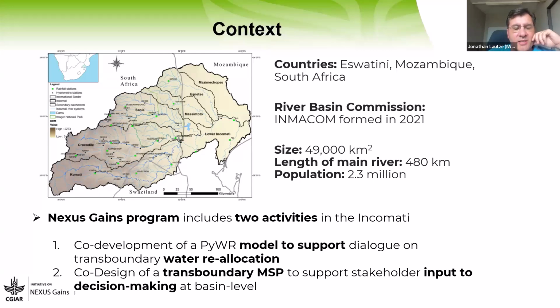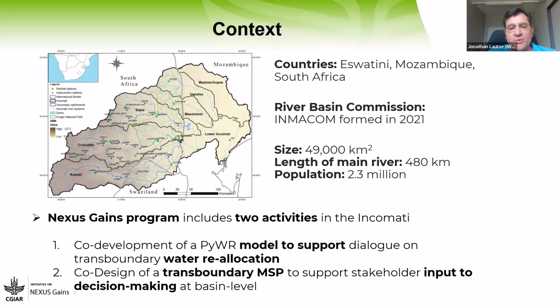The Incomati Basin is in Southern Africa, shared by 3 countries. It flows from west to east and drains into the Indian Ocean. It basically starts in the highlands of South Africa and Eswatini, and then flows south and drains out into Mozambique. There's a map that you can see there on the upper left of your screen.